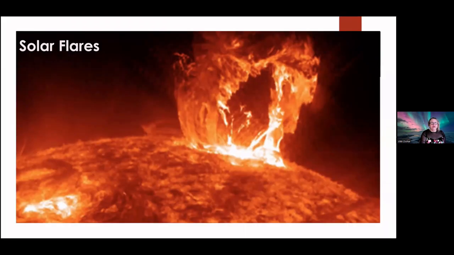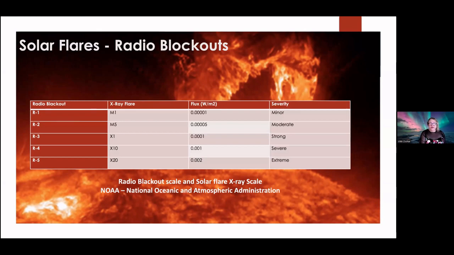Solar flares occur in a large range of strengths and are classified on a logarithmic scale based on their intensity by the National Oceanic and Atmospheric Administration. These solar flares can cause radio blackouts, and as you can see, from minor to extreme, these are classified, with X-ray flares from M1, M5 to X20, which is the most severe radio blackout that can happen globally.